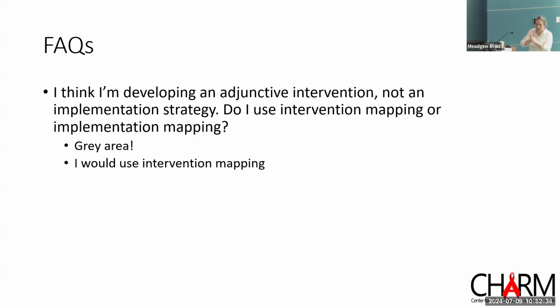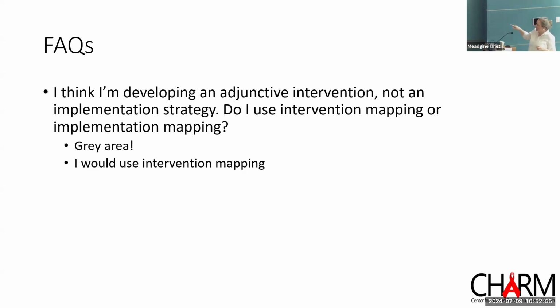So adjunctive interventions are that gray area that are not directly responsible for health outcomes for an individual, but they're helping that individual engage in the clinical intervention. JD, fact check me if I'm getting this wrong. They help the individual engage in the intervention so that they maximally benefit, whereas the strategy is more organizational typically.